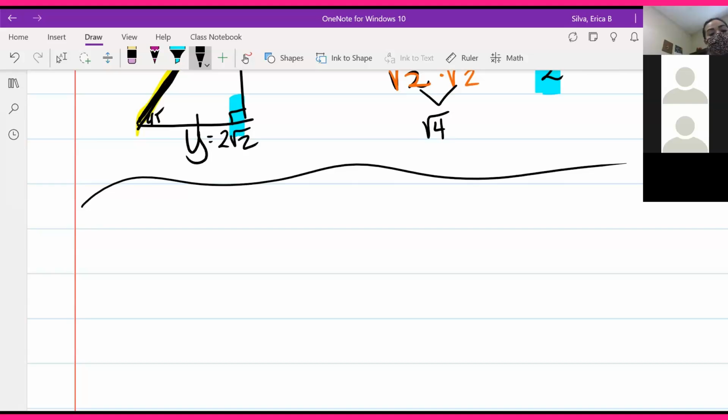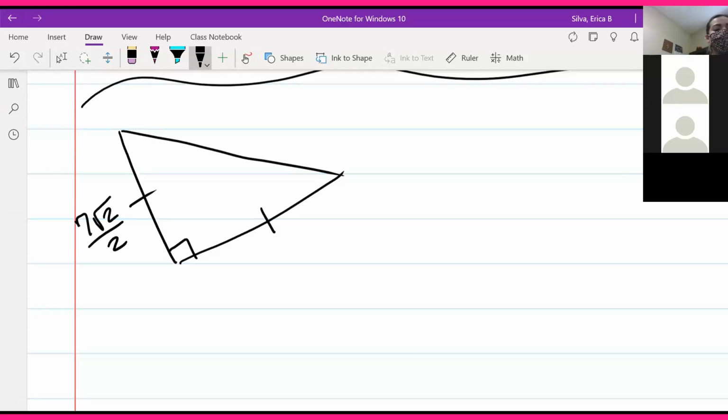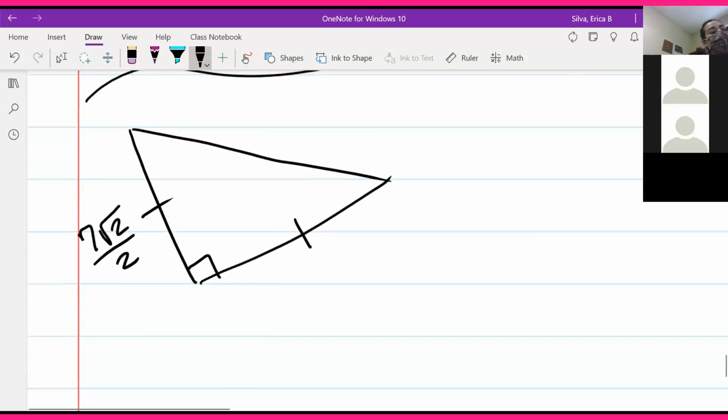Okay, let's do another example. Let's say this is an isosceles, and this is 7 square root of 2 divided by 2. So go ahead and write this one down. This is x, and this is y.